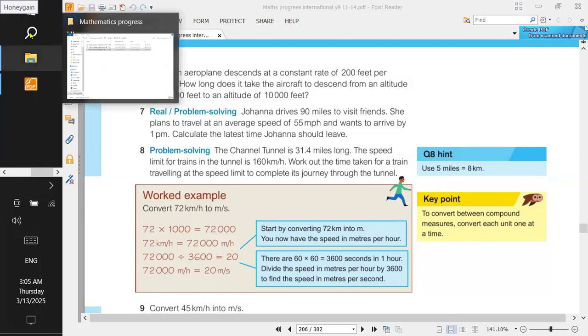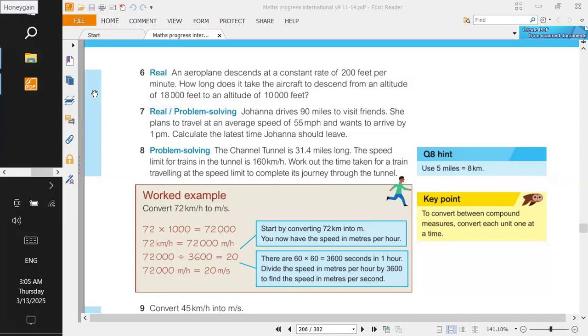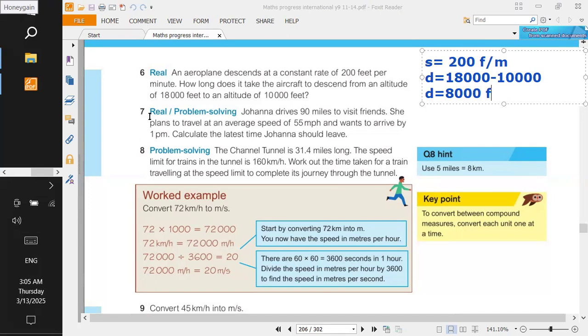So let's write them here, just to show you that speed equals 200 feet per minute. That's the speed. Now the distance equals what? The distance is the difference between these, which is 18,000 minus 10,000. So the distance will equal 8,000 feet. Okay, 8,000 feet. So focus on this. We have the speed here, and we have the distance. Now we need to find the time because they said how long.